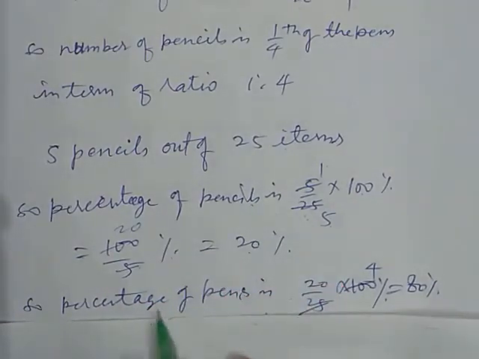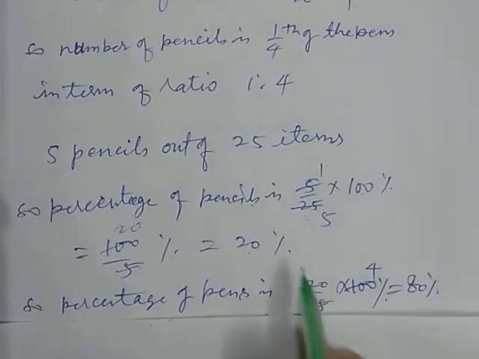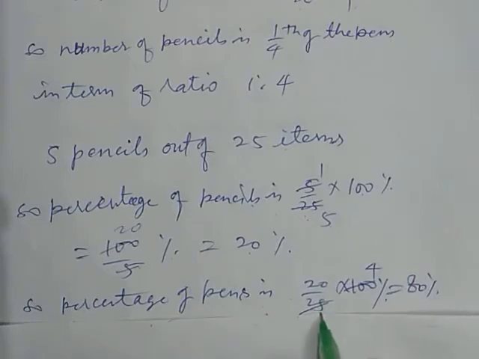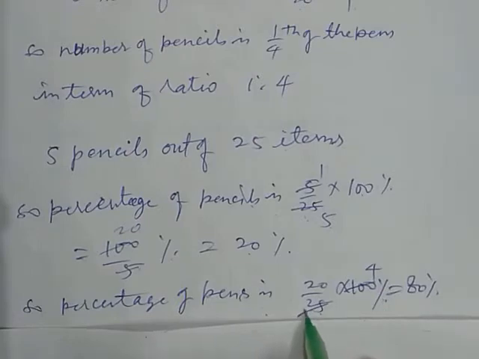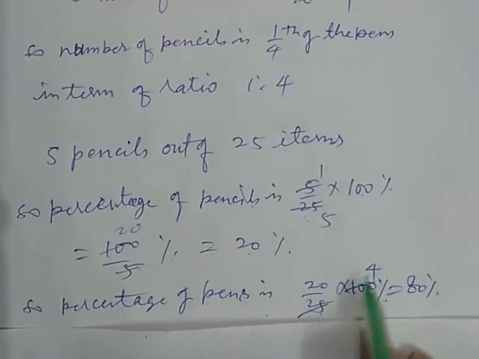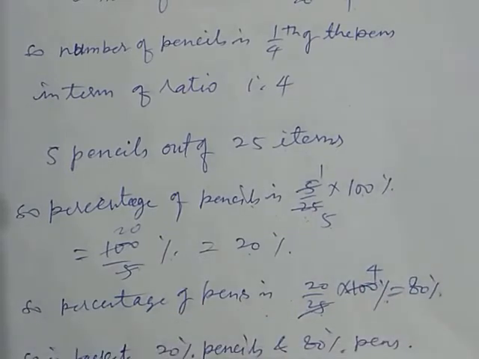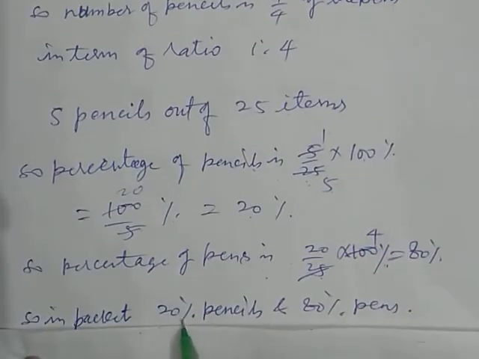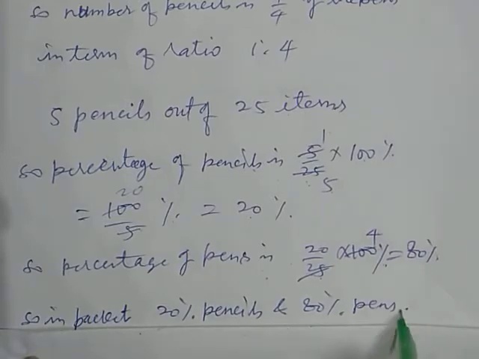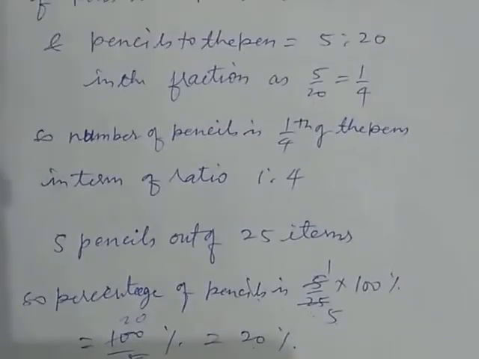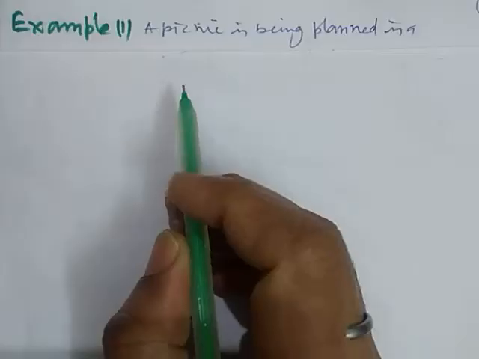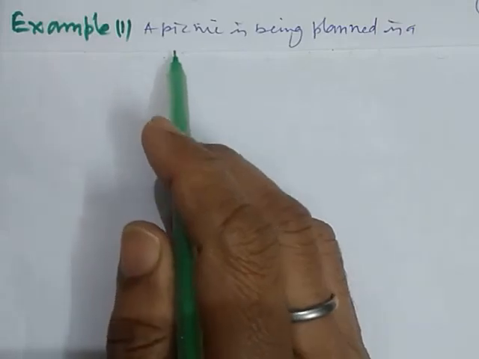Now we calculate the percentage of pens. The total number of pens is 20, total items are 25, so 20/25, and by multiplying by 100, this converts into percentage. 25 divides 100 4 times. 20 into 4, 80%. So, in the packet, 20% are pencils and 80% are pens. So, this way we found the ratios and percentage. Okay? So, learn this. Now, we take an example.